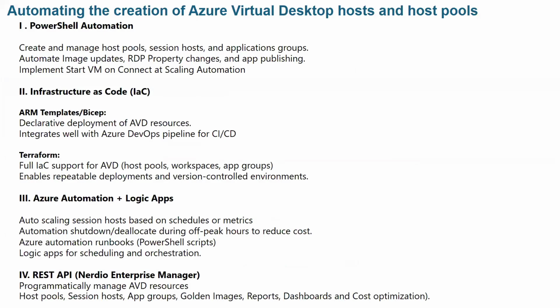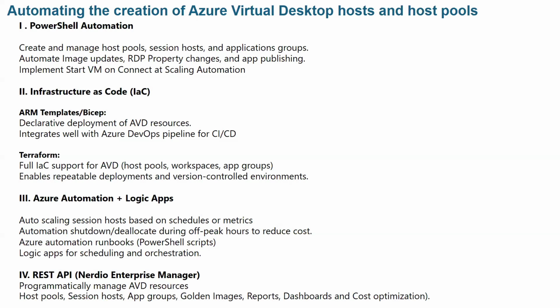Auto scaling of sessions is based on schedule and metrics. For example, at 9 o'clock so many users are coming, so we have to schedule everything automatically. Automate shutdown and deallocate outside peak hours. Automated shutdown, and the machine will be in a deallocated state, to reduce the cost.